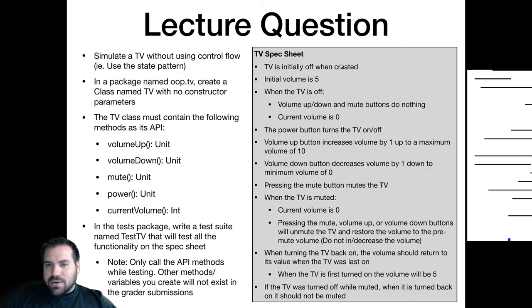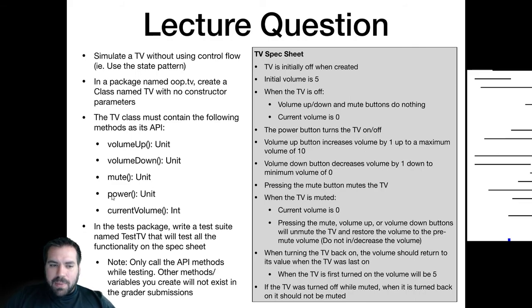So what does this TV do? It starts off in the off state. You know it's going to be a state named off. For the off status of this TV, I guess, the initial volume is 5. When the TV is off, the volume up, down, mute buttons, so these 3 methods, do nothing. And if I call current volume, regardless of what the internal volume is, this current volume method is going to return 0 because the TV is not making any noise.